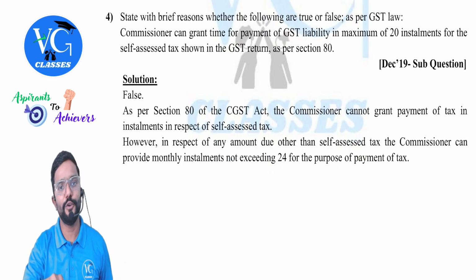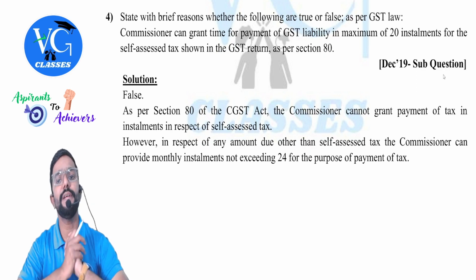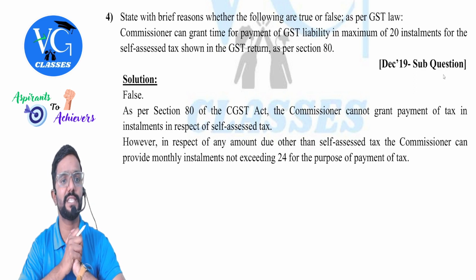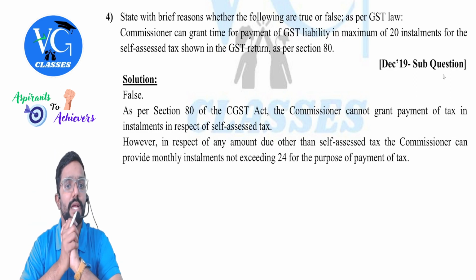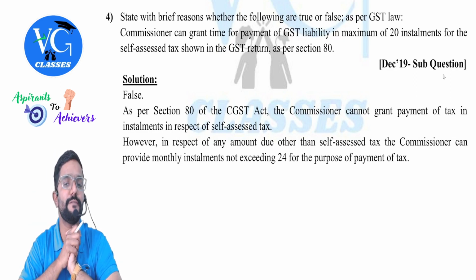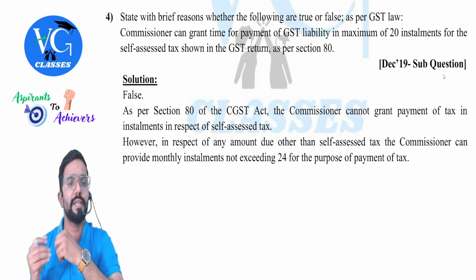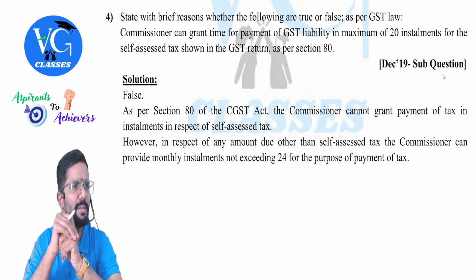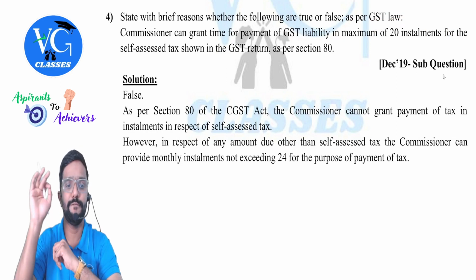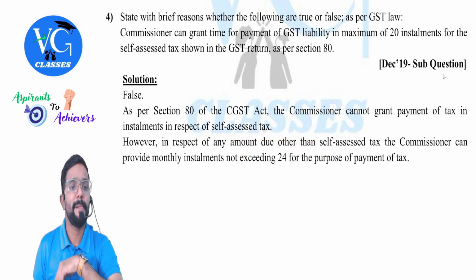Question number 4. State with brief reasons whether the following are true or false as per GST law. Again, guys, it is one of the subparts asked in the question. Commissioner can grant time for payment of GST liability in maximum 20 installments for the self-assessed tax shown in GST return as per section 80. Is it maximum 20? No, 24, guys. Not exceeding 24. Yeah. False.